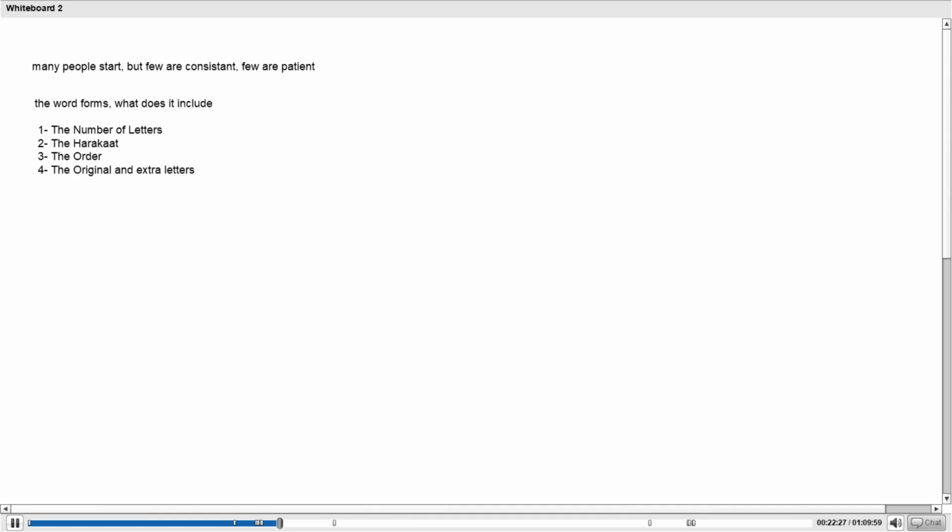The harakat, okay? The word harakat means the different particular sounds that are pronounced with each letter. This is harakat. Yeah, the vowels. Basically the vowels. And okay, write it here then.